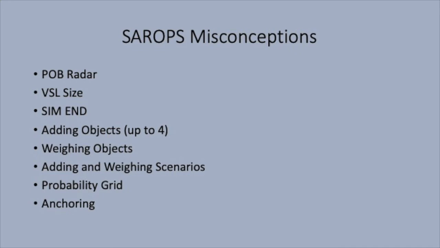So, SAROPS misconceptions. Vessel size we just talked about. I already got that, kind of like the, really? For most of you. Yeah, cool. POV radar is the other big one. It was hysterical. CGSAR was big into this whole like, well, we're going to do all this stuff for radar searches and multi-sensor searches and yada, yada, yada.